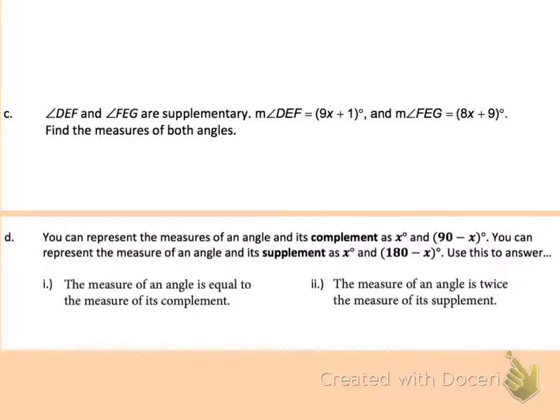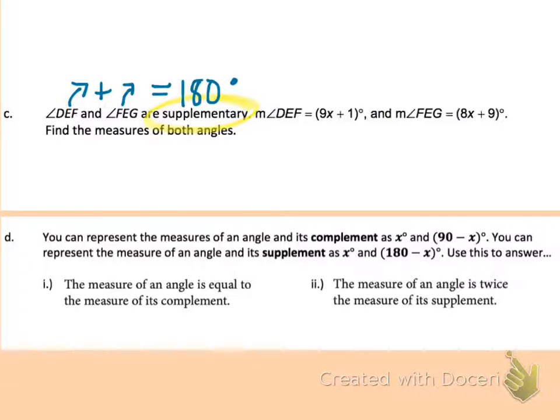So next we have these two angles, same names, DEF and FEG, and again we don't really have a drawing to go with it, but now we're told they're supplementary. So remember, supplementary means these are angles that are going to add to 180 degrees. So I've got these two angles, that angle plus that angle right there has to equal 180 degrees.